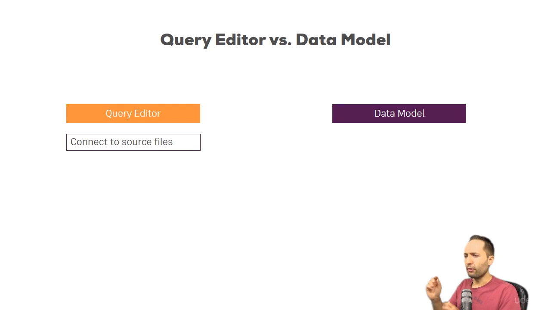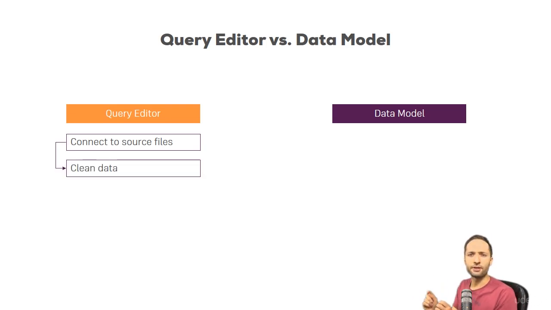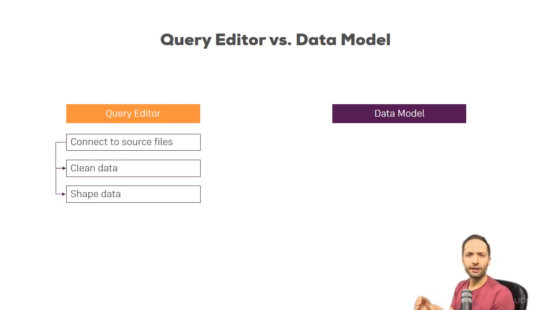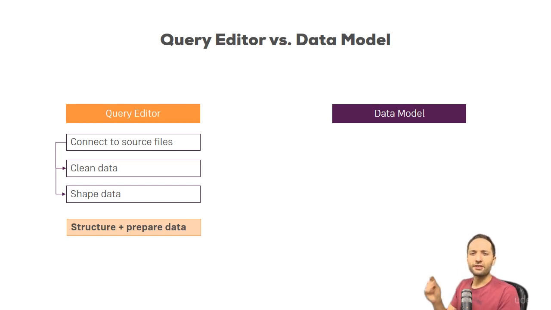So we connected Power BI to source files, and we did that in the query editor, of course. After that, we cleaned our data. So this means we deleted rows, we deleted columns, we replaced values, and we did a lot more. Additionally, we shaped our data. And by shaping, I mean we created that population combined query, and we even created our base for that star schema, so that dimension tables and that fact table. So to summarize what we did there, we structured and prepared the data actually, right? So this was the query editor in the last module.